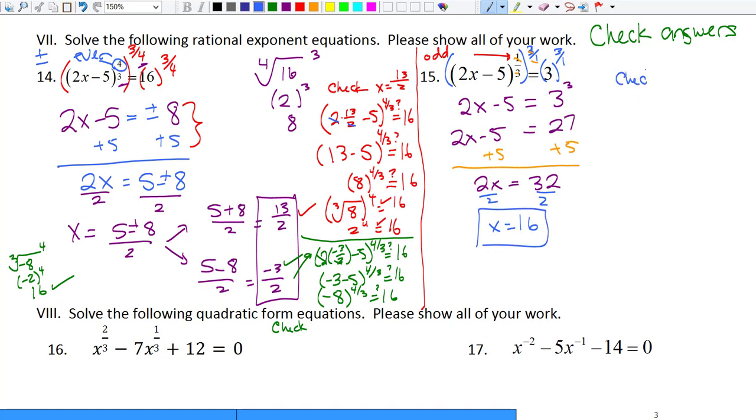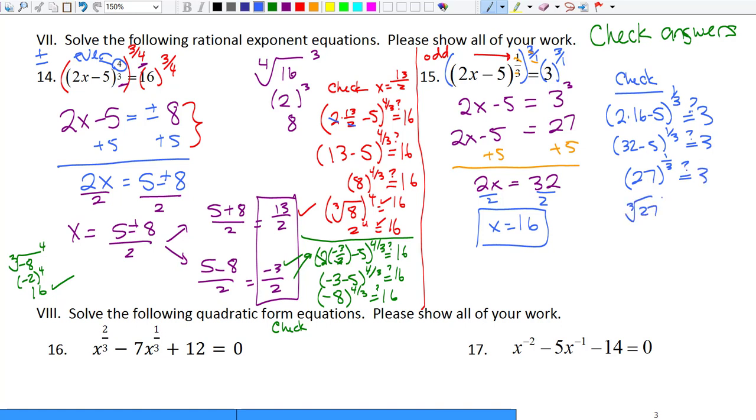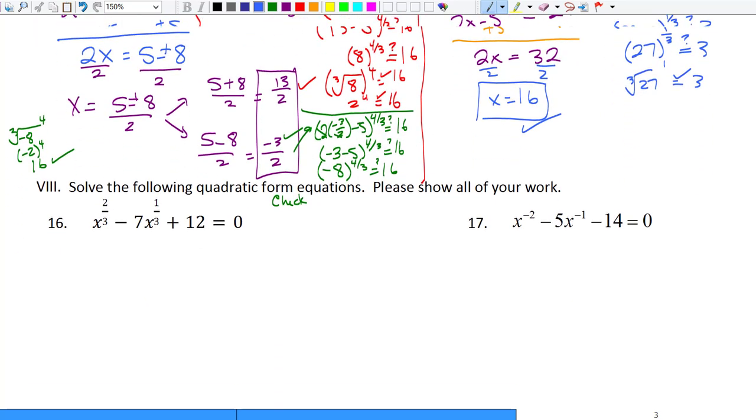Potential because I have to check. So I have 2 times 16 minus 5 raised to the 1/3 is supposedly equal to, that's why we put the question mark there, 3. So that's 32 minus 5 raised to the 1/3. 32 minus 5 is 27. 27 to the 1/3. That's the cube root of 27 raised to the 1 is truly 3. So this answer does work. Again, if it didn't, you just put a little line through it, cross it off, and then that would be no solution if you didn't have any other solutions.